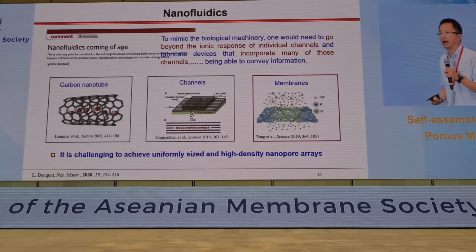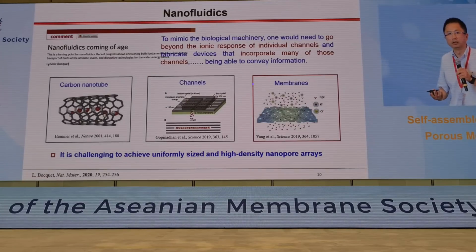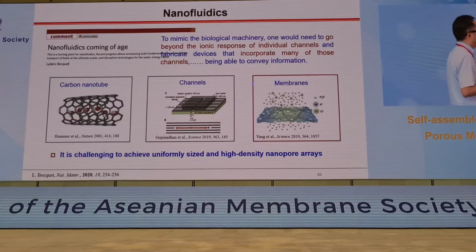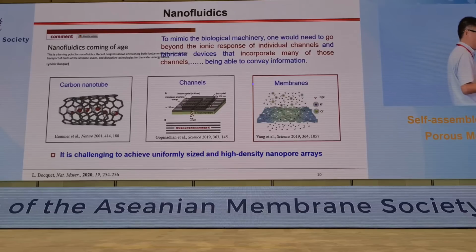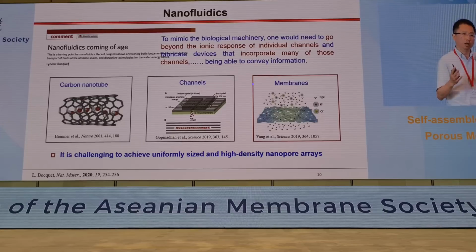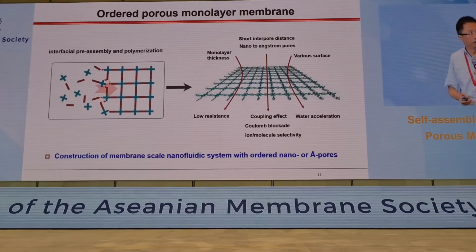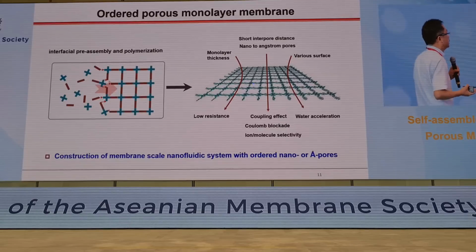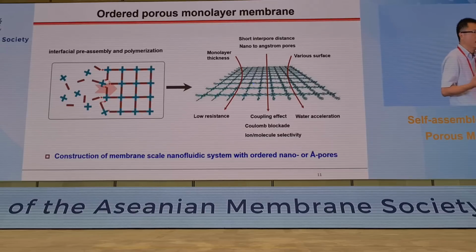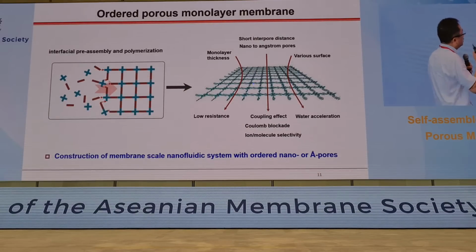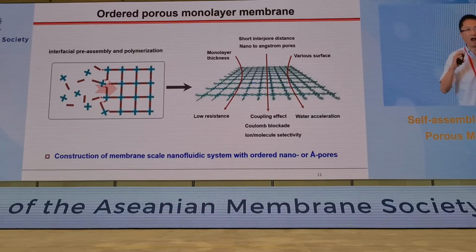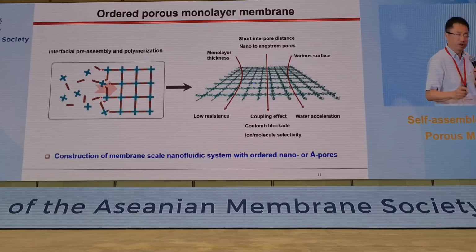There indeed have been some reports about multiple-pore systems based on drilling holes on graphene. However, all the reported results lack high porosity and uniform pore size. So we propose a new strategy, which we call the interfacial pre-assembly and polymerization method. We want to fabricate monolayer membranes with orderly arranged pores and uniform pore size.